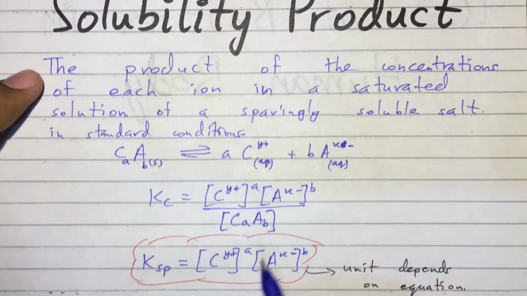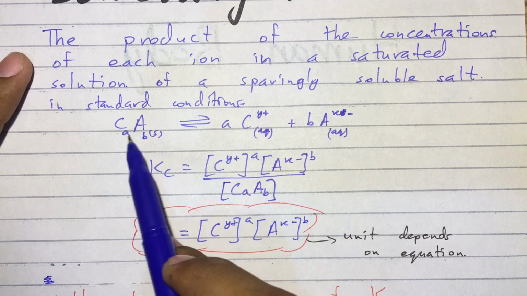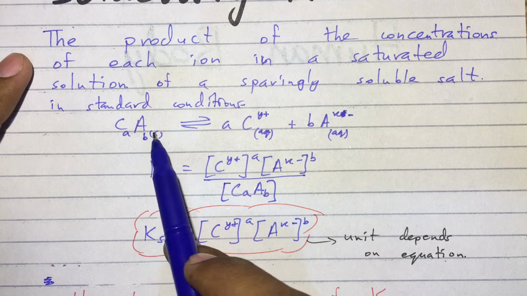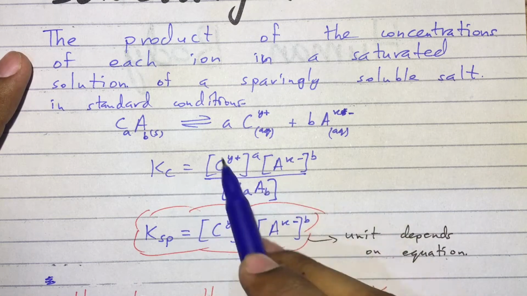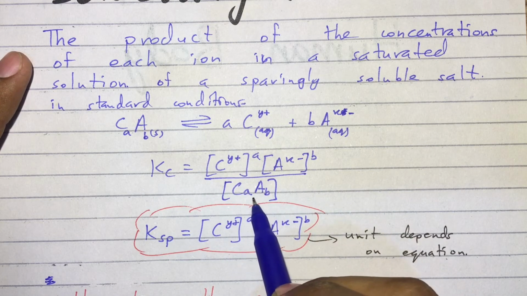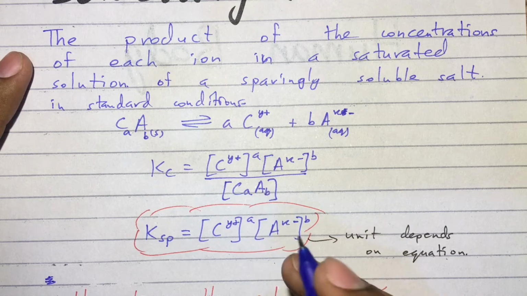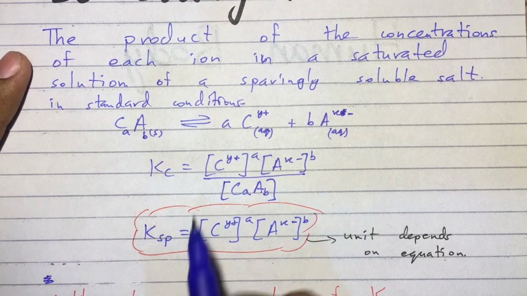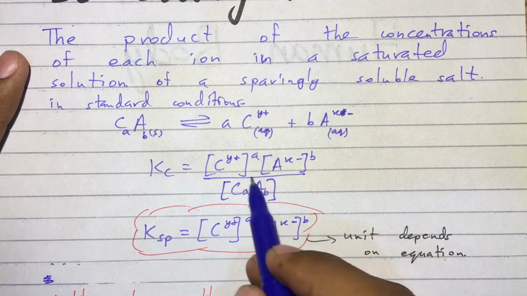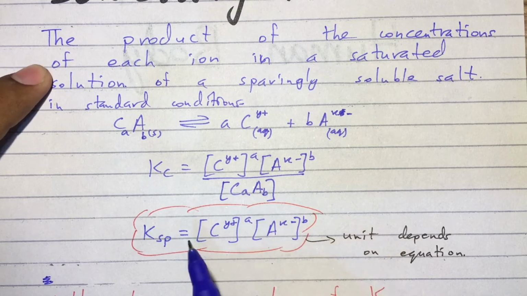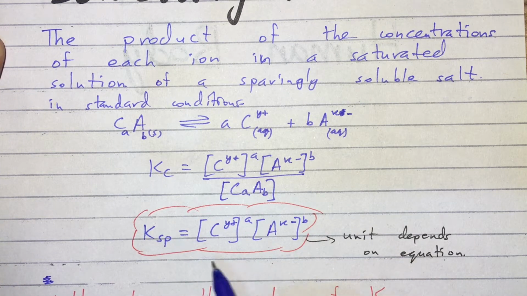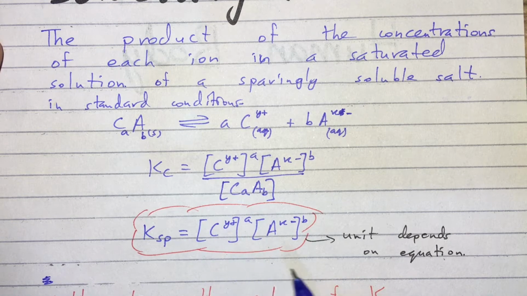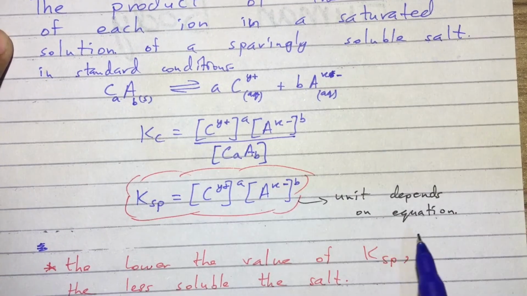So now let's come to our example. This is a general case. So there is a salt CaAb which is partially soluble, and the equilibrium is set up this way. So the value of Kc will be the concentration of products upon the concentration of reactants. Now again, this is the solid, and since there is no net change over here, the concentration of the solid is constant. So we can remove that, and that is how we get the value of Ksp, which is the solubility product. That is the product of the concentration of the two products, and the unit of this depends on the equation.